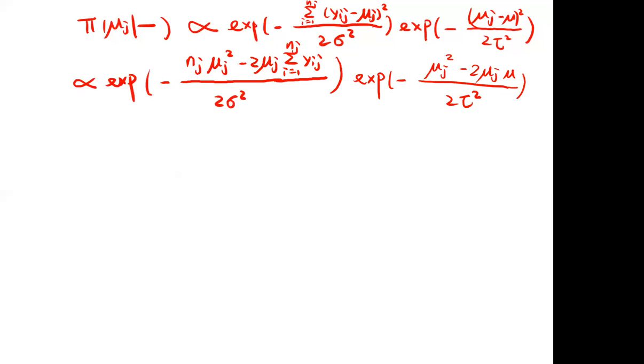Okay, so next, because I know this is a product of the two exponential terms, I can just work with it as the sum of the inner parts. But I want to make sure that I collect terms about mu j squared as one, and collect terms about mu j as another, because then that's where you start to see that you can complete the square and then get your normal density out.